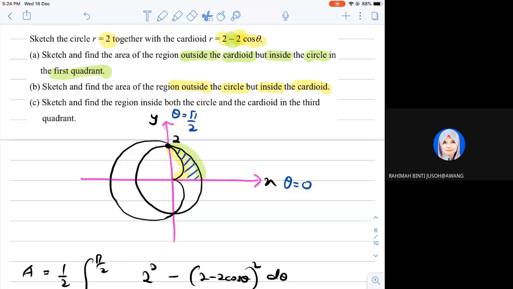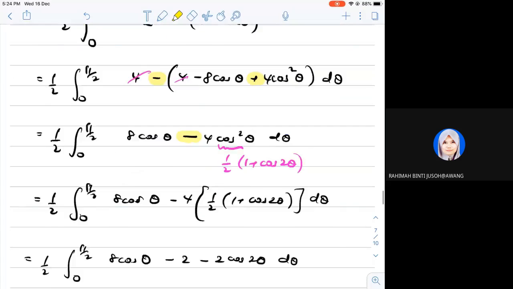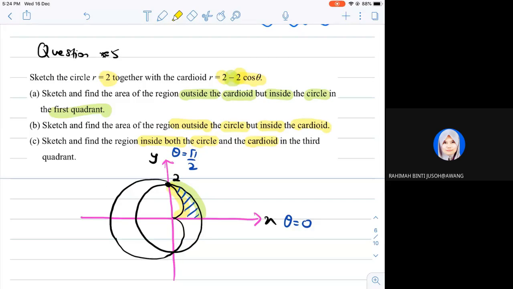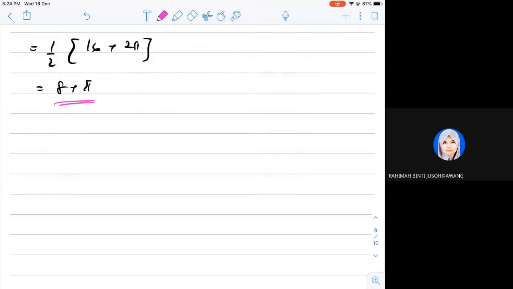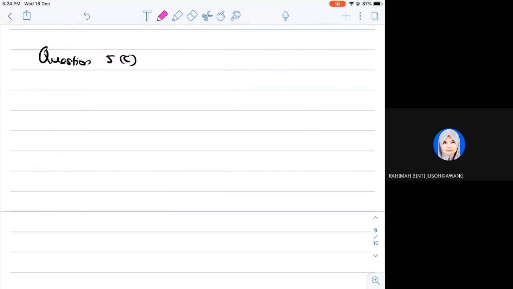So let's take a look at question C. Question C: inside both circle and cardioid in the third quadrant. So let us do question 5C. Inside both circle and cardioid.